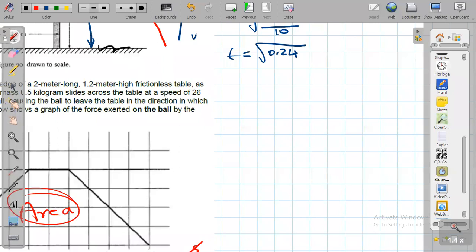So now I will take this one as d1 and the other one as d2.